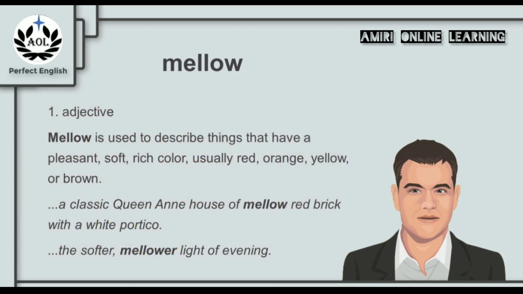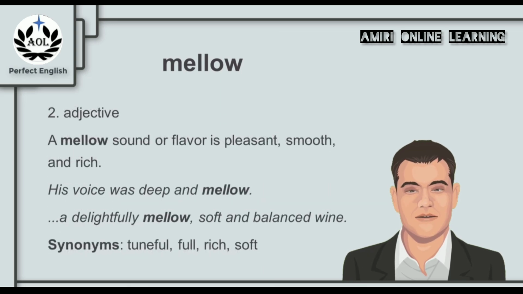Mellow is used to describe things that have a pleasant, soft, rich color, usually red, orange, yellow, or brown. For example, we can say a classic Queen Anne house of mellow red brick with a white portico. Or we can say the softer, mellower light of evening. But that's not all about mellow. Mellow can be used in different contexts.